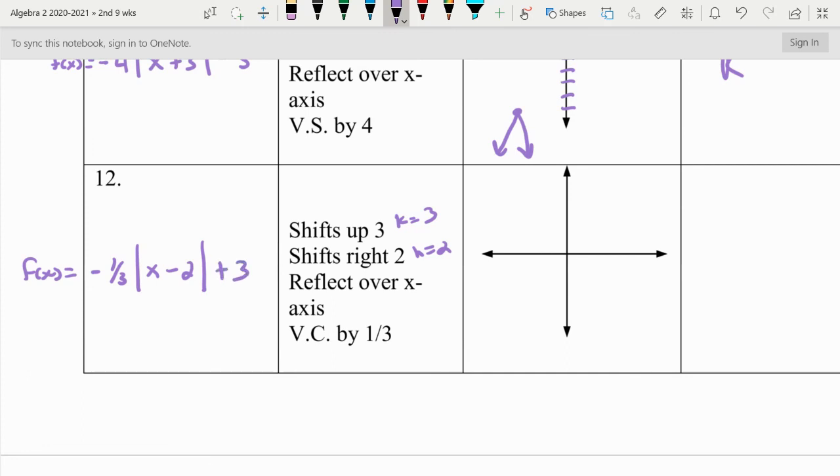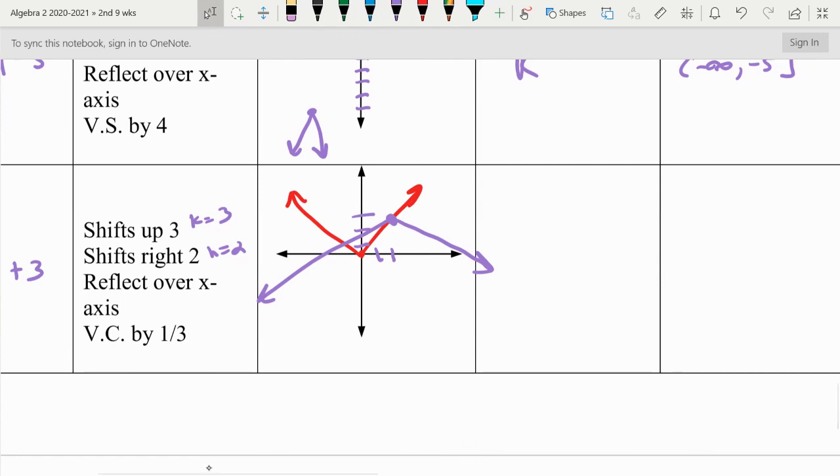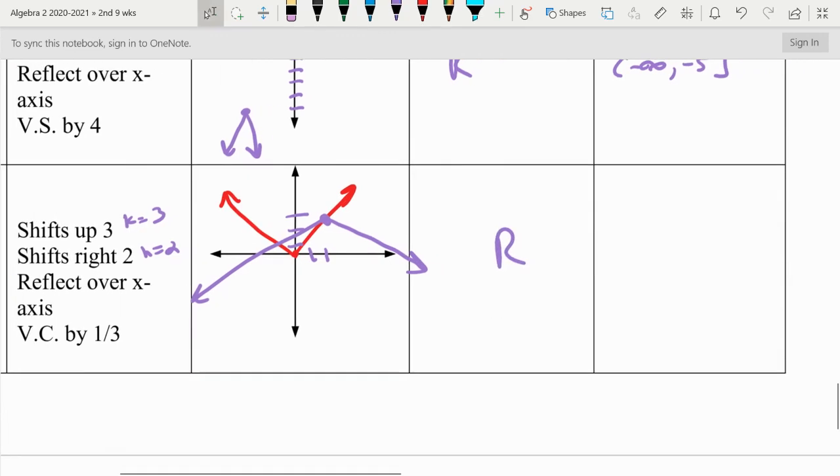Okay, so reference parent function. Okay, so we're going to go right 2, 1, 2, up 3, 1, 2, and 3, reflected, and a vertical compression. So I want to make this much wider than parent function. Opens downward just like that. So all real numbers for the domain, and for the range, again, negative infinity all the way up to positive 3 there.